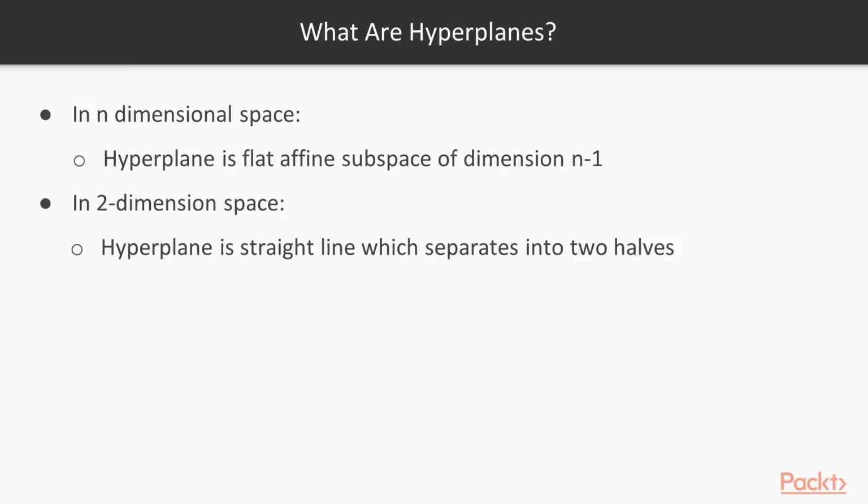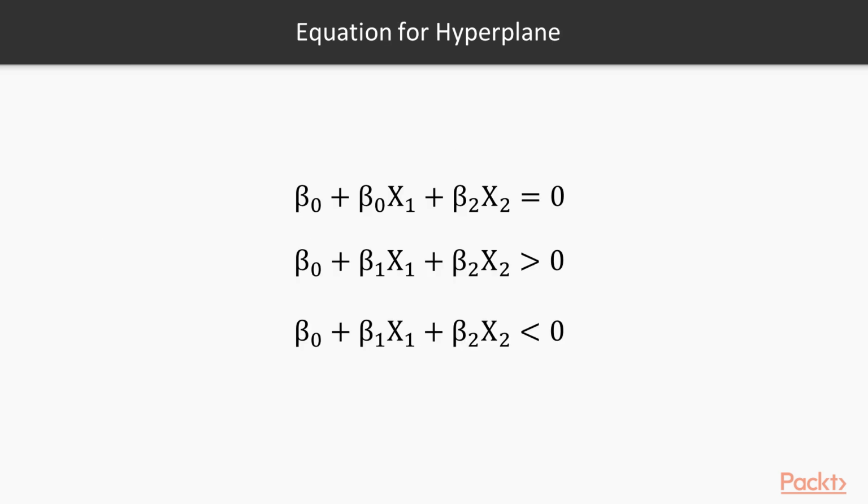Let's see what are hyperplanes. In n-dimensional space, a hyperplane is a flat affine subspace of dimension n-1. This means in two-dimensional space, the hyperplane is a straight line which separates the two-dimensional space into two halves. Here's the equation for hyperplane. There are regions above and below as well. This means observations can fall in either of the regions, that is, region greater than 0 or region smaller than 0, also called the region of classes.